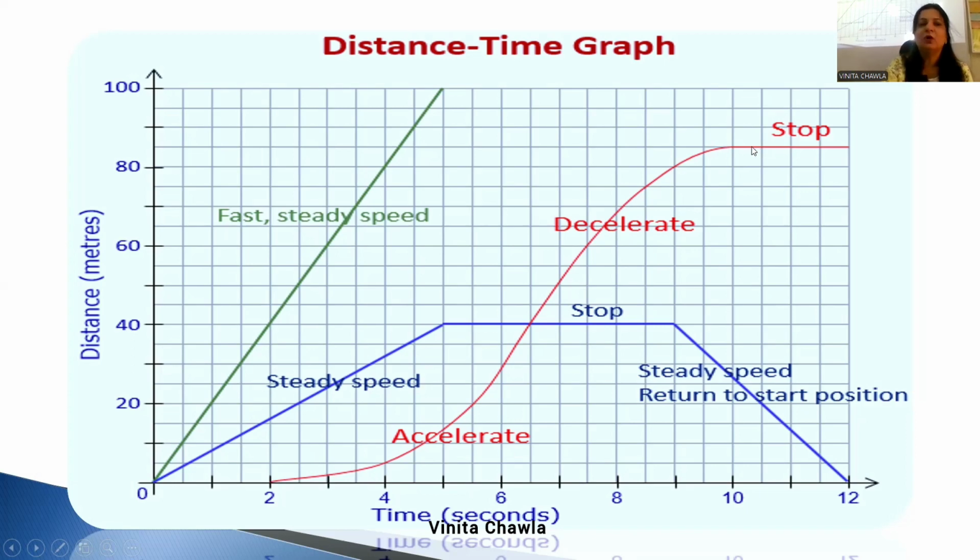In this position, the object is at a distance of, tell me, at a distance of, look at this. It's 85 meters. So after covering a distance of 85 meters, it stopped at 10 seconds. After 10 seconds, at a distance of 85 meters, there is no movement in the object. Okay. Again, the line is parallel to the time axis. Any doubt in this graph? Should I move to the next slide?